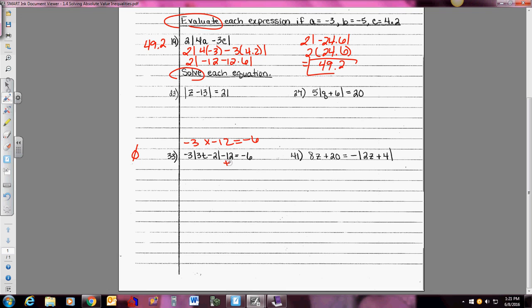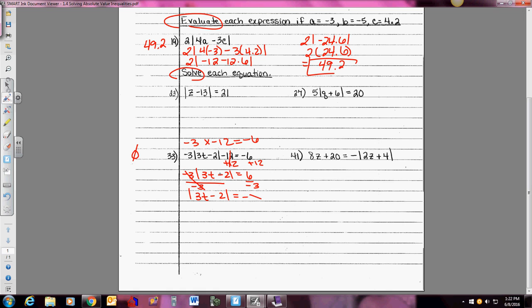You're going to add 12 to both sides. That goes away, right? So negative 3 times the absolute value of 3t minus 2 equals what's negative 6 plus 12? Well, it's 6, right? Now what's in the way of the absolute values being alone? The negative 3. What's negative 3 doing to the absolute values? It's multiplying. What do we do to undo that? Divide. And what I do to one side, I have to do to the other side. So I'm left with absolute value of 3t minus 2 equals, what's 6 divided by negative 3?